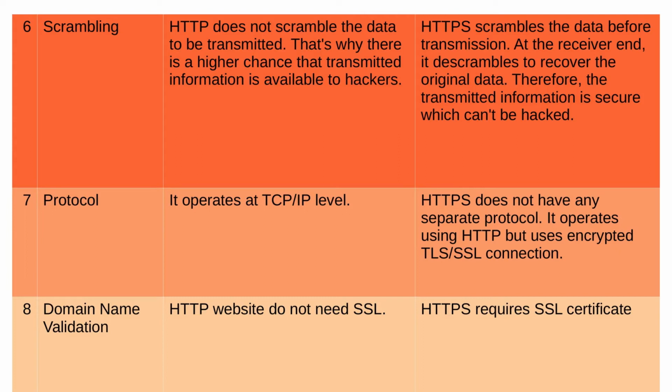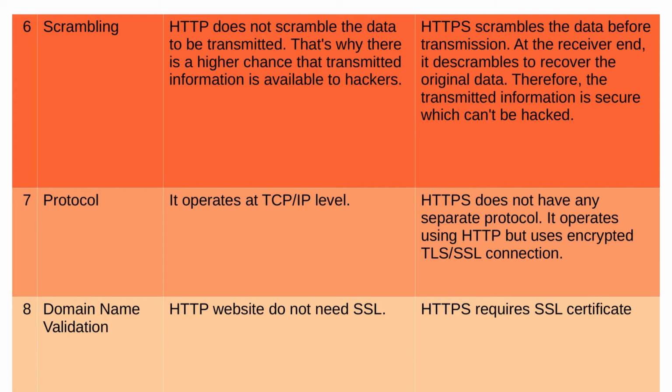Number 6. HTTP does not scramble the data to be transmitted. That's why there is a high chance that transmitted information is available to hackers. HTTPS scrambles the data before transmission. At the receiver end, it descrambles to recover the original data. Therefore, the transmitted information is secured and can't be hacked.